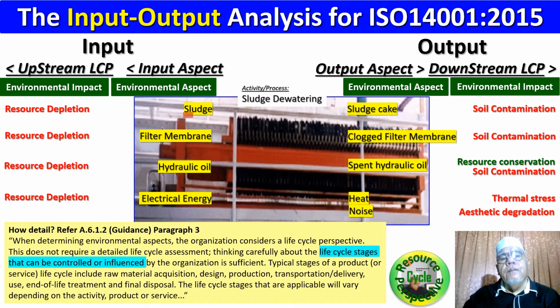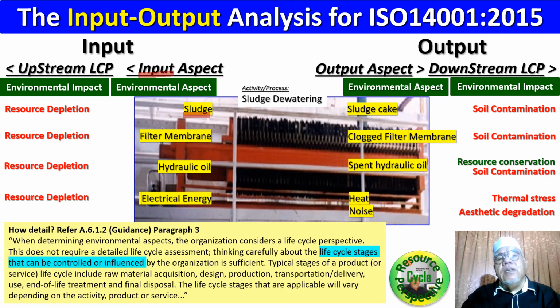There you are, into this filter press. Now it's our job to identify the associated environmental impact from this aspect, the sludge. So the rule of thumb, the formula literally, is to look at whether it is an input or output environmental aspect. In this case, sludge here is the input. Got it? There you are.